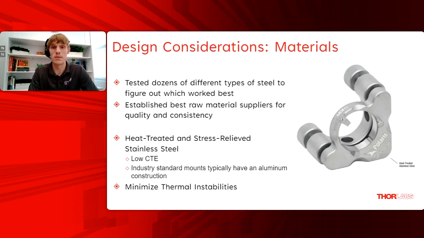All right, so the first design consideration is going to be the materials. When building our Polaris mirror mounts, we tested dozens of different types of steel alone just to figure out which works best for different thermal swings, vibration swings, etc. We got the best raw material suppliers to keep quality and consistency. The materials themselves are made from stainless steel and are heat treated and stress relieved, as well as having low coefficients of thermal expansion. Compare that to an industry standard mount, which is typically aluminum or might even have a bushing material that's different than the back plate to hold the adjuster screw, perhaps brass or bronze or something along those lines. All different materials with different thermal expansion rates.